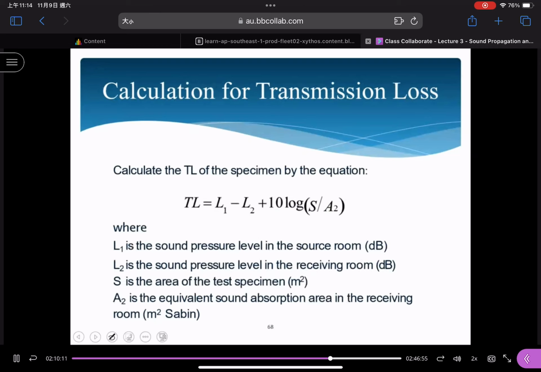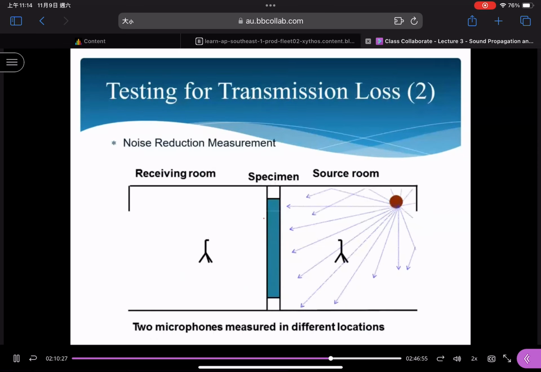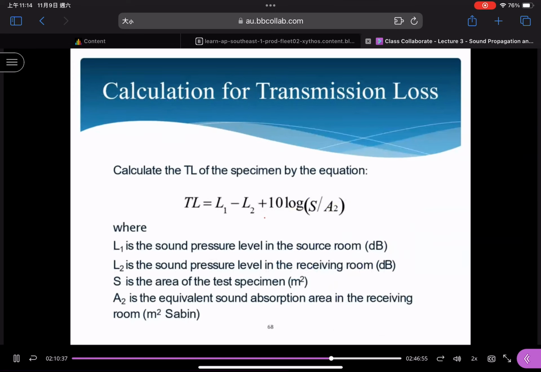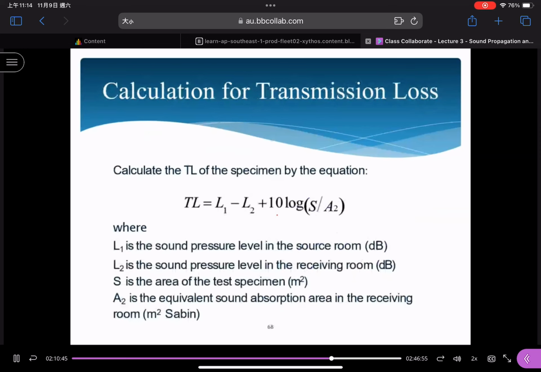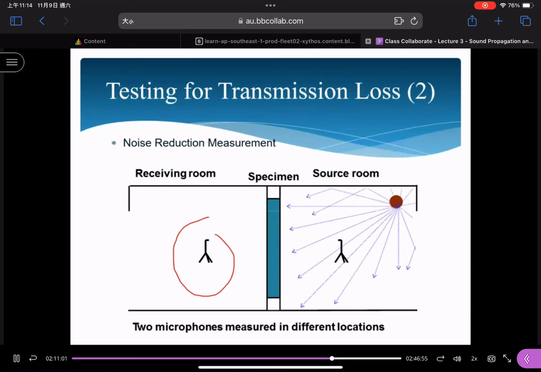We could make use of these equations to identify the transmission loss of this test sample, but when you read carefully, there are three terms on the right-hand side. L1 is the sound pressure level in the source room. In the source room, we still install a microphone here. L2 is the sound pressure level in the receiver room, that means on this side. And how about this one? 10 log S divided by A2. S is the area of the test sample, and A2 is the sound absorption area in the receiver room, the sound absorption of this part.